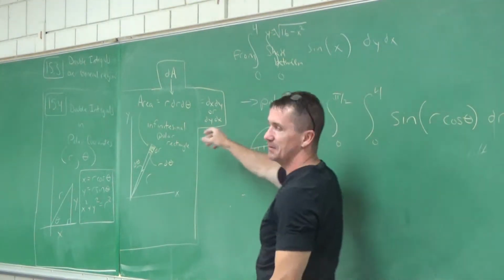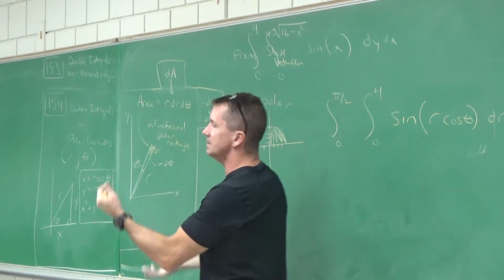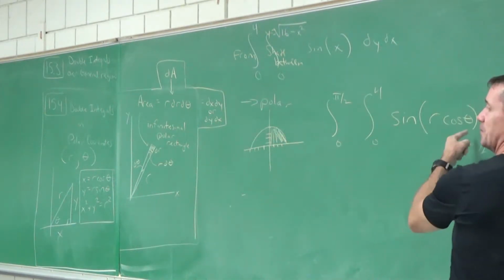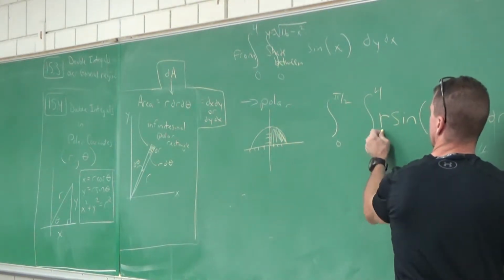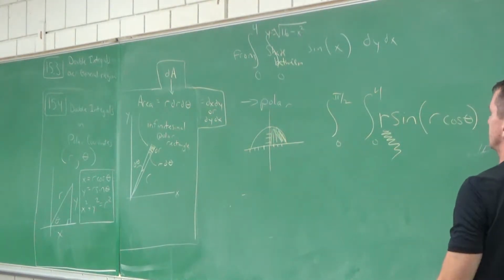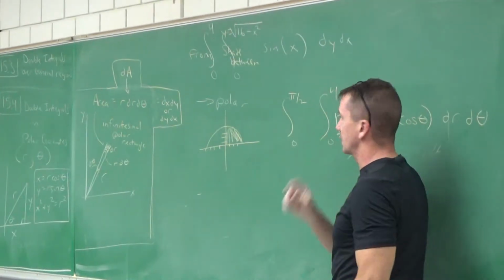I'm telling you, you can imagine how many times on a test I had to go, you forgot the r. Oh, you forgot the r. You can put it anywhere. You can put it here. I put it out in front just to let it stand out. There it is: r times sine of all that, 0 to 4. Now, can I play with those?